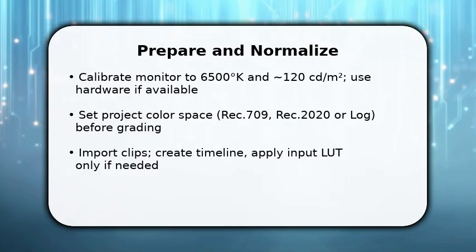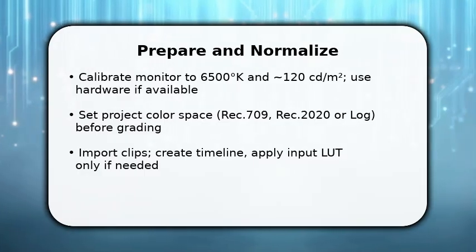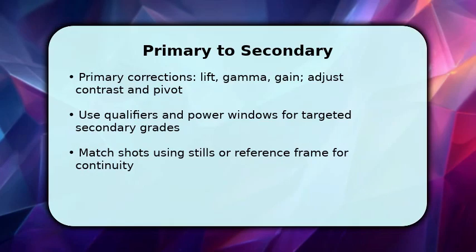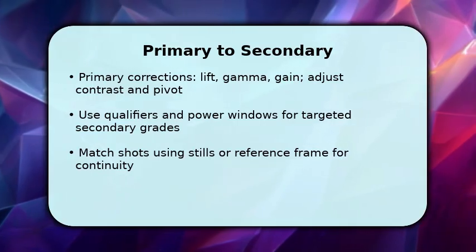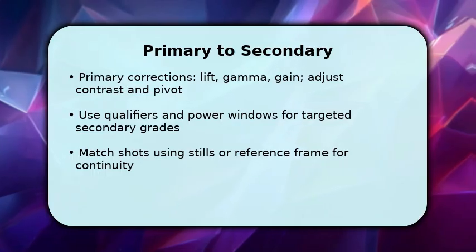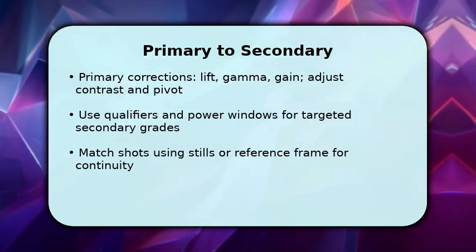You'll correct exposure first. Lift shadows, pull down highlights, and set midtones so skin and key elements sit in the right way. Now you refine, perform primary corrections, adjust lift, gamma, and gain to sculpt contrast and set the look space, tweak pivot to control where contrast centers.